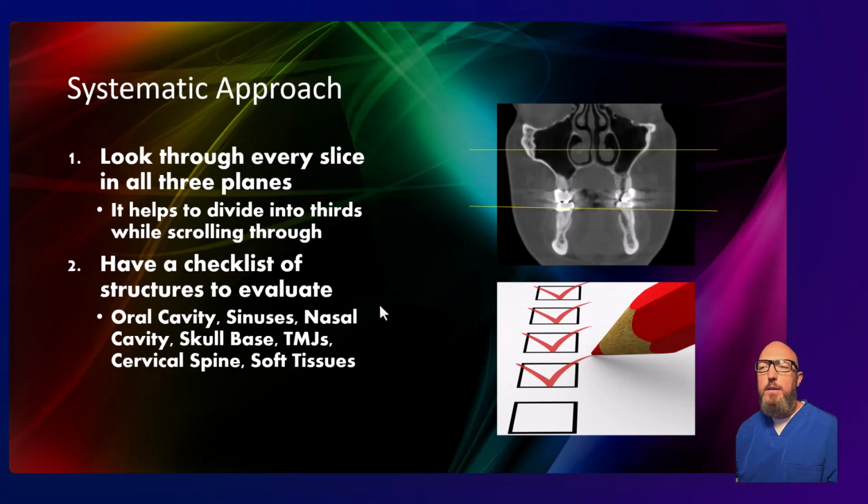The second one is to have a checklist of structures to evaluate: the oral cavity, sinuses, nasal cavity, skull base, TMJs, cervical spine, and all the soft tissues. And of course, when you have your checklist, it'll probably be a lot more detailed than this. If you want an example of one, reach out to me.